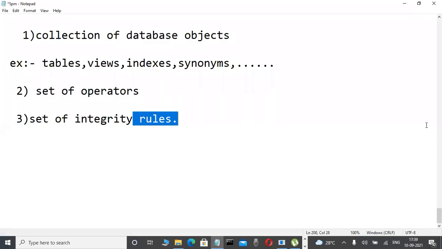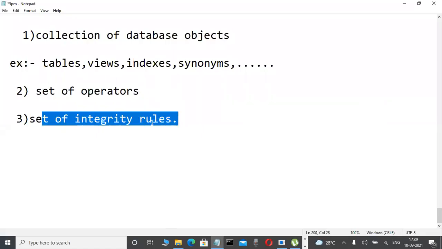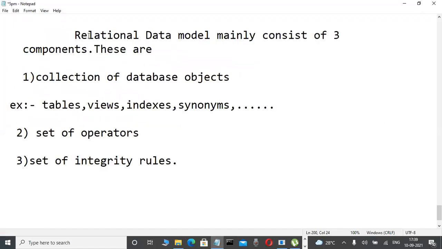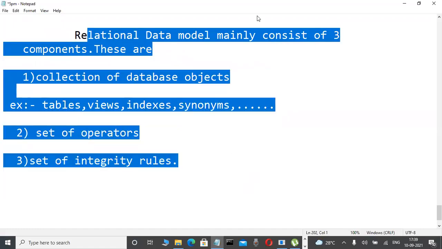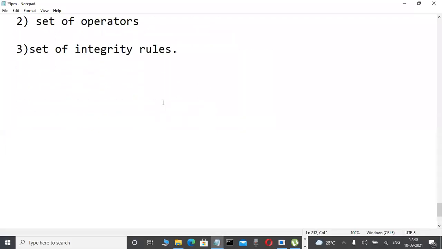Now check it out. Finished. These three you are writing: collection of database objects, set of operators, and set of integrity rules. Write it. Every relational data model product has these three concepts. Set of integrity rules. And really, relational data model products work based on rules only.